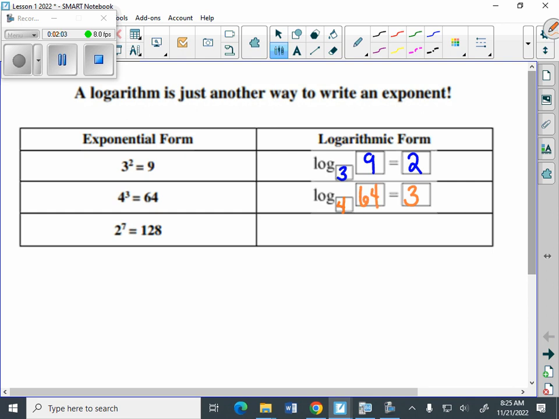That's our last part. There's 3 pieces to the logarithm. The 4 in this case is the base. I call 64 the number, and the 3 is the exponent.